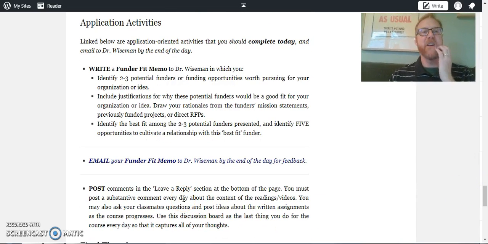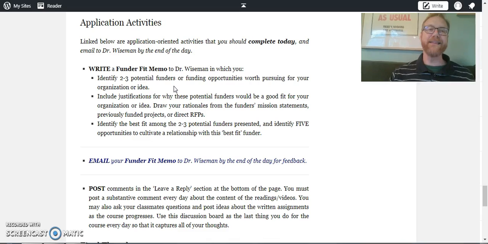And that's going to be important because your only real application activity, other than posting a comment in the Leave a Reply section, is to write a funder fit memo to me in which you identify 2 to 3 potential funders or funding opportunities worth pursuing for your organization or idea. When I say funding opportunities, or funders, I'm talking about specific opportunities where there's money available and you can apply for it, or funders that are soliciting proposals or have provided money for similar organizations in your community in previous cycles or years.